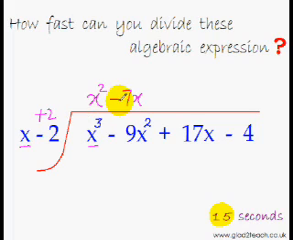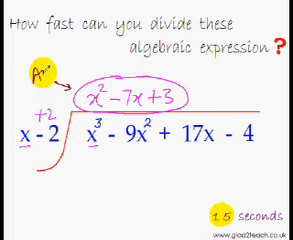Plus 2 times minus 7x is minus 14x. Minus 14x plus 17x is plus 3x. So I'll put plus 3, and this is my final answer. In case you want to know the remainder, I can even tell you that. Plus 2 times plus 3 is plus 6, plus 6 minus 4 is plus 2. So the remainder is plus 2.